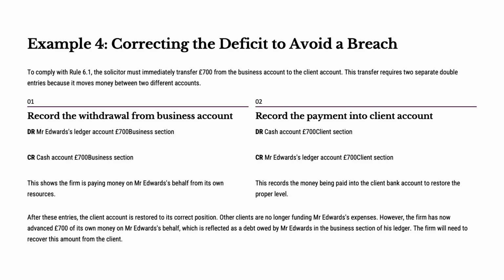Then another two entries: record the same £700 arriving in the client bank account. So that is debit cash account £700 client section and credit Mr. Edwards' ledger £700 in client section. These entries restore the client ledger back to 0 and fix the shortage properly. That's what you need to do because you did not wait for the check to clear, paid it, now pay it back from your business account.